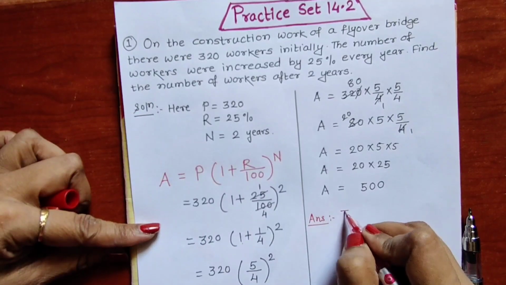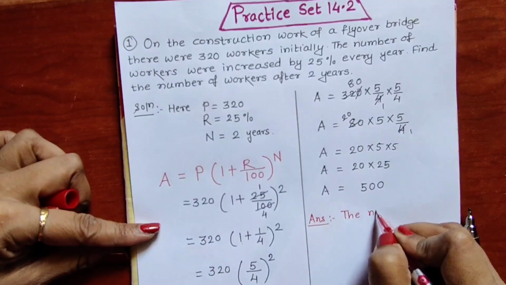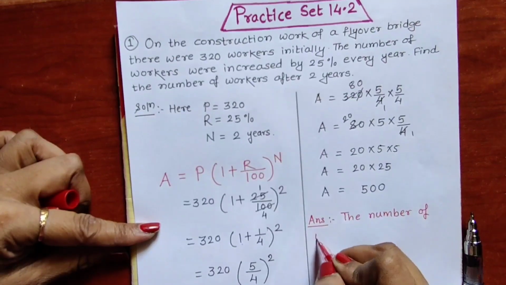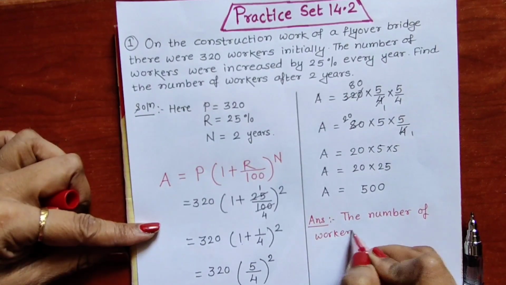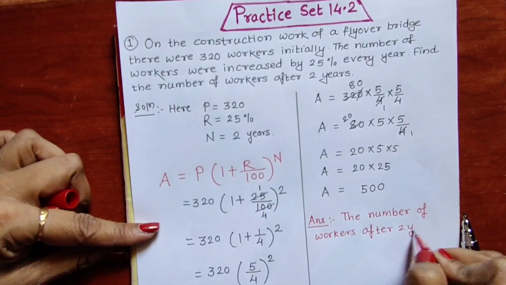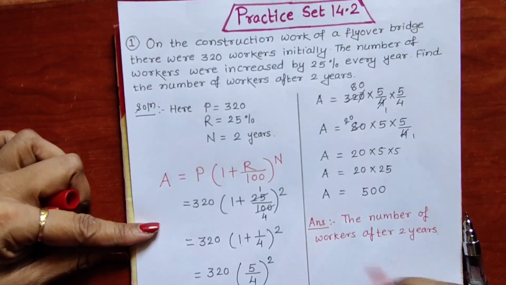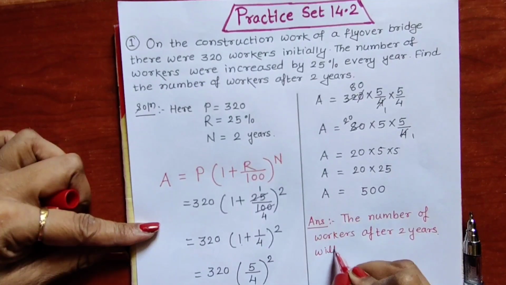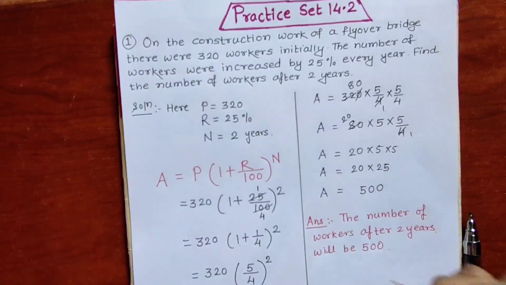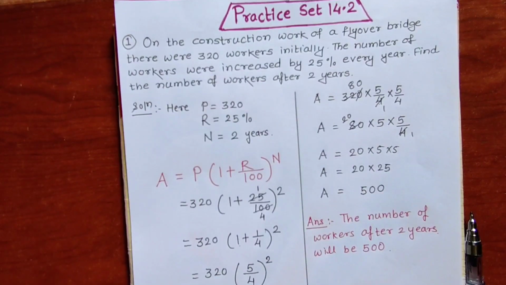Therefore, the number of workers after 2 years will be 500. So we are getting 500 workers after 2 years.